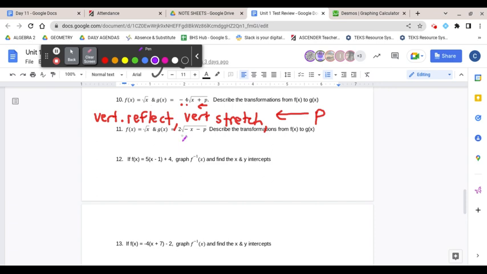Okay, if we're looking at the next one, we have 2 negative x minus p. So the 2 on the outside gives us a vertical stretch again. Negative x, so now the negative is with the x, so that's going to be a horizontal reflection. And then minus p inside the root tells us that we're going to go to the right by p.